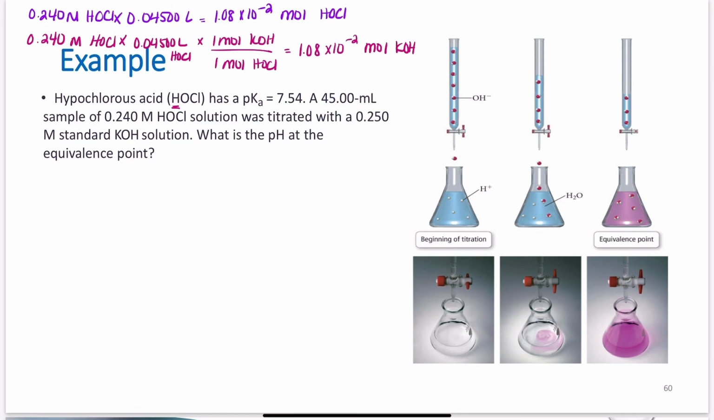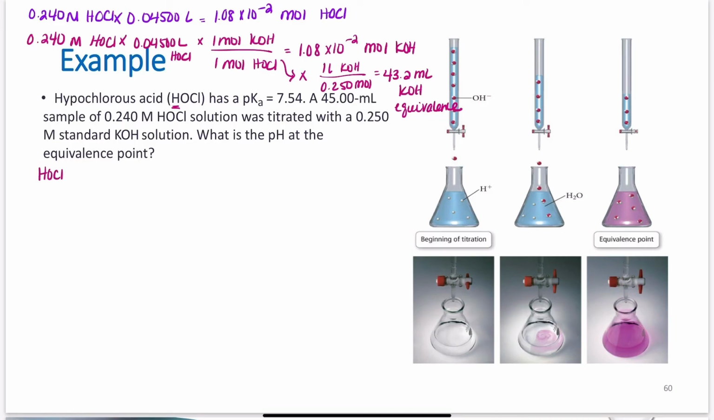I also will eventually need the volume here, so if I took this equation and continued it on and said times 1 liter of KOH solution to 0.250 moles, since it's 0.25 molar, this would give me 43.2 mL of KOH at equivalence. And yes, I cut some corners there. I converted to liters and then converted to mL in my head. If you're unsure, that would give you 0.0432 liters of KOH, and then I converted that to mL.